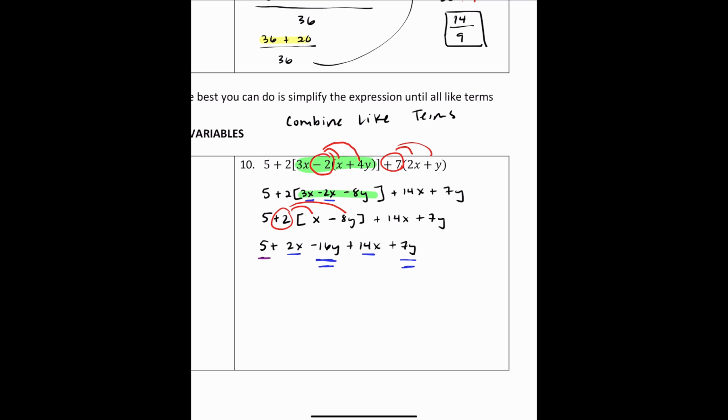So 2x plus 14x, that is 16x. And then -16y plus 7y, that is -9y. And then lastly, we have that positive 5, right? So if you see a 5, it just means the number is positive. So your answer is 16x minus 9y plus 5.